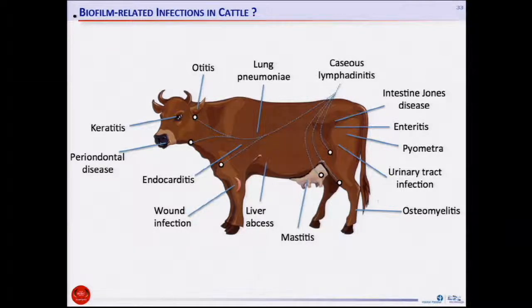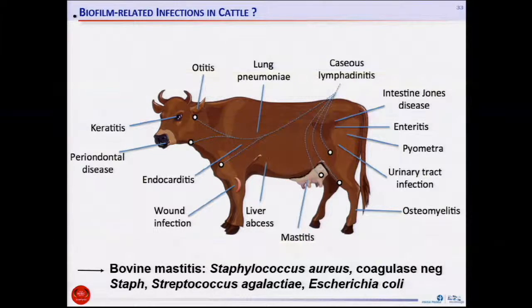And probably the most problematic, and in terms of cost as well the most costly, is mastitis, so bovine mastitis, that is due to various bugs, but mainly including Staph aureus, coagulase negative staph, Streptococcus agalactiae, and E. coli.